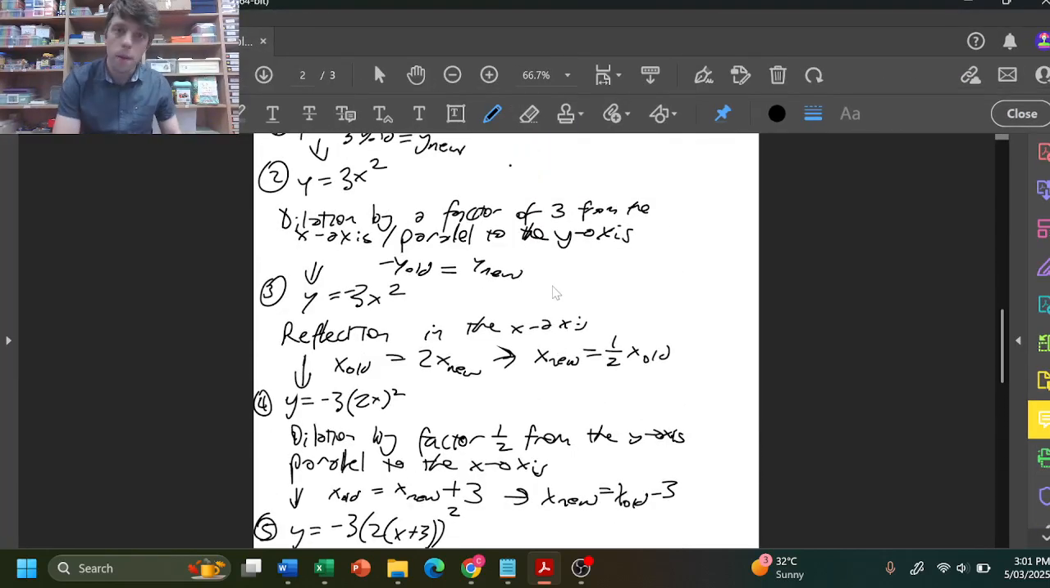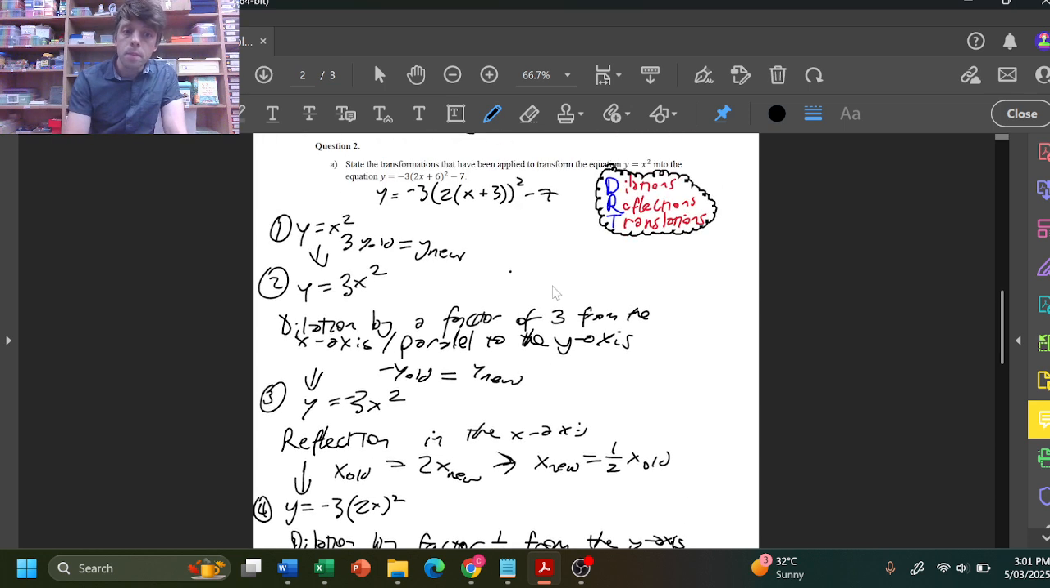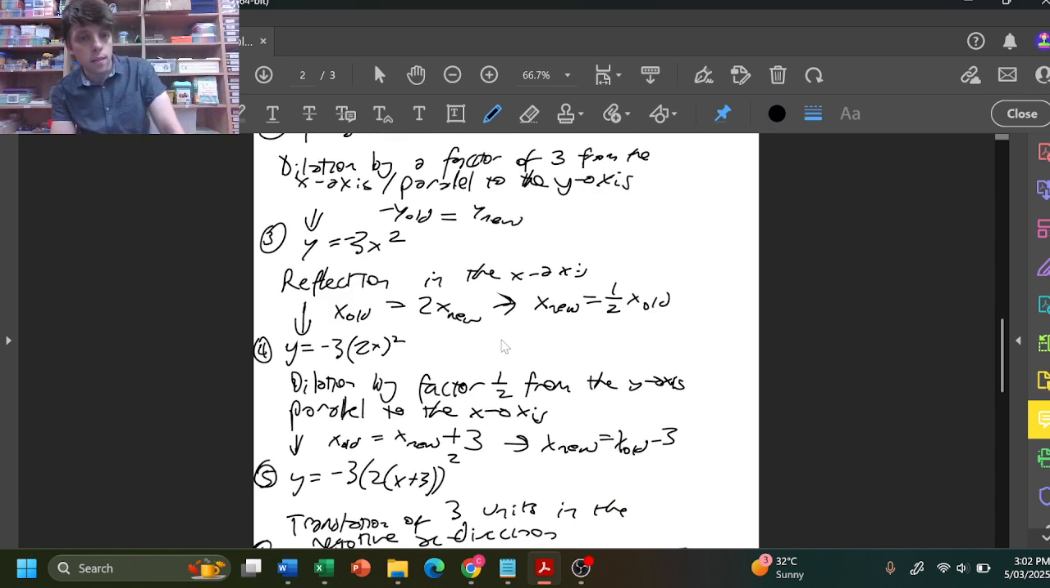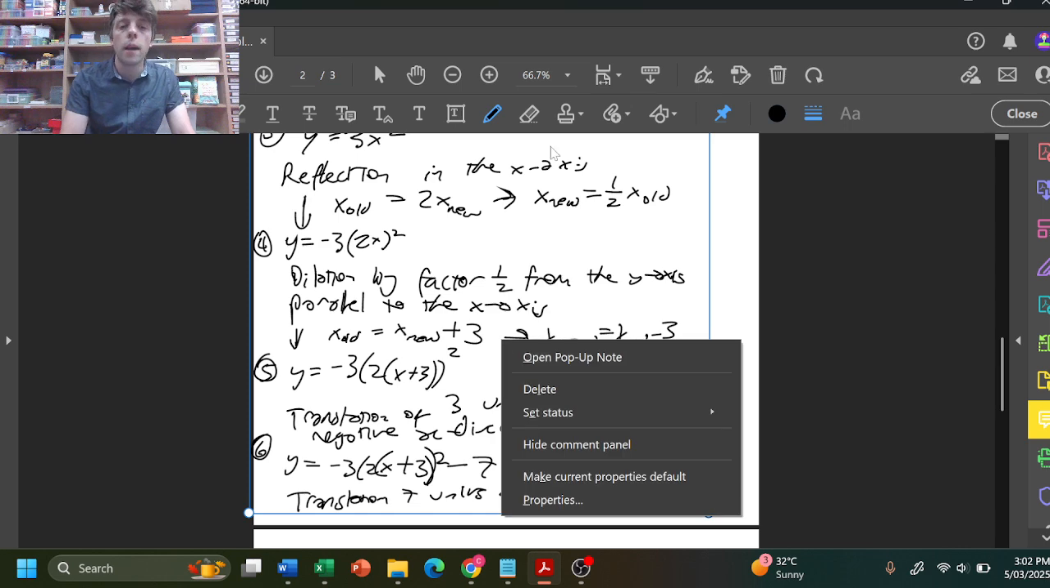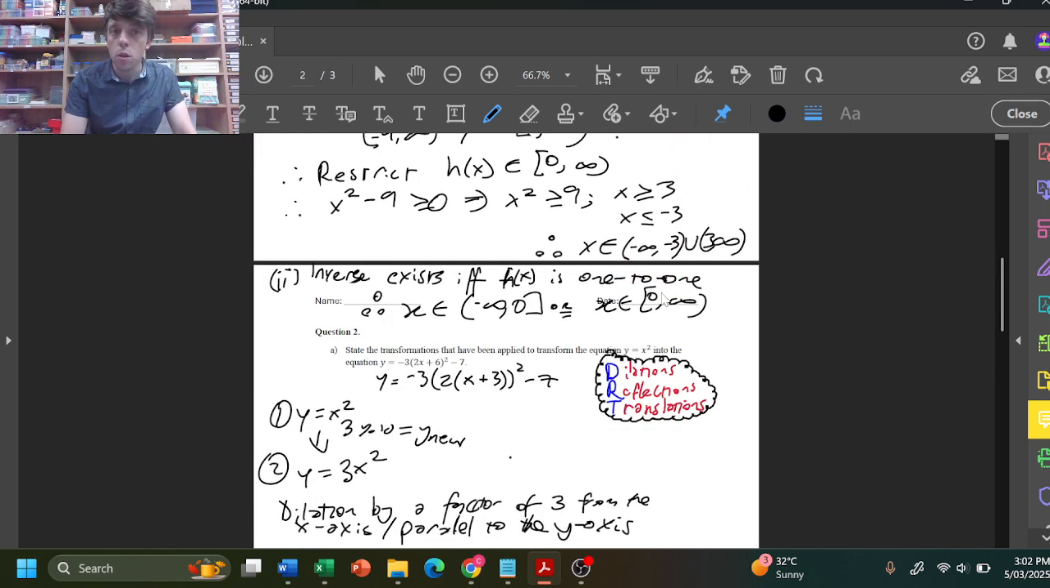So overall, obviously, in a real exam, you're probably not going to get this many transformations happening, but in order, and order really matters here, because otherwise we're going to get a different result. So we're going to list out the transformations. We can say that the equation y equals x squared undergoes a dilation by a factor of 3 from the y-axis, followed by a reflection in the x-axis, followed by a dilation by a factor of a half from the y-axis, followed by a translation of 3 units in the negative x direction, followed by a translation of 7 units down in order to create the equation y equals negative 3 of 2 times x plus 3 squared minus 7.